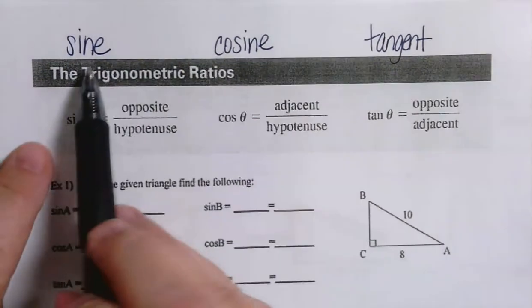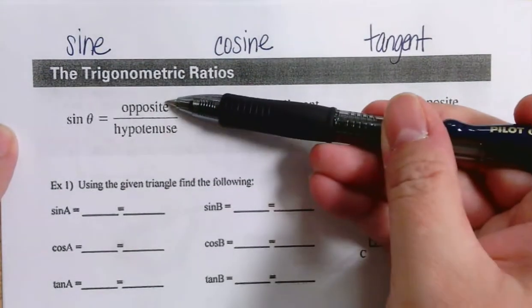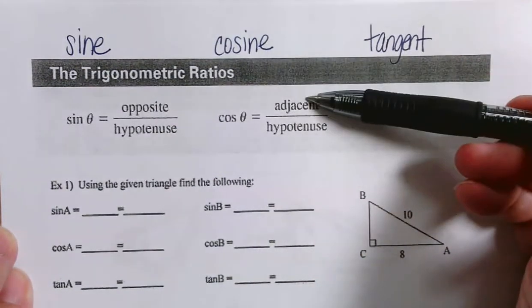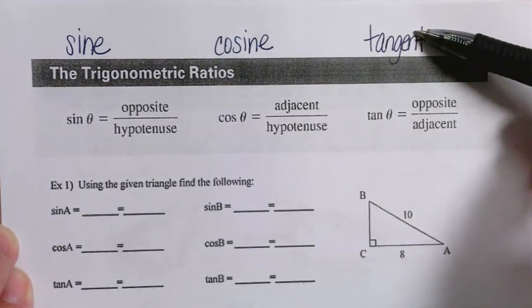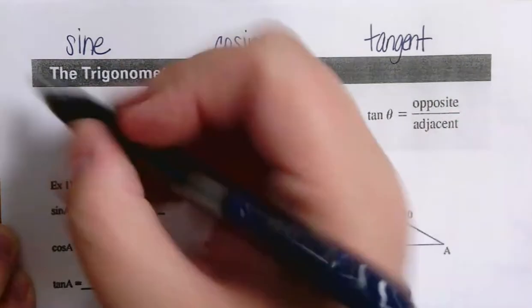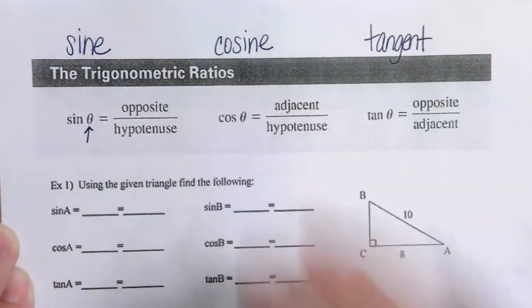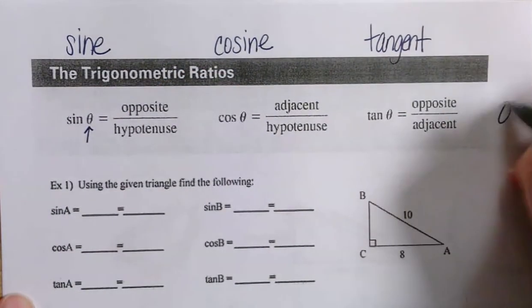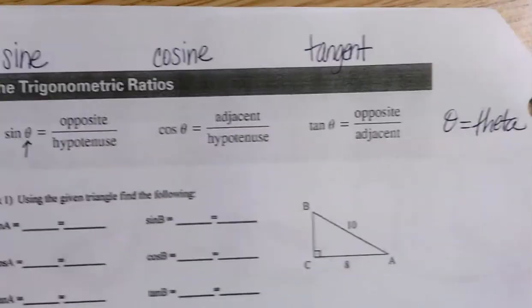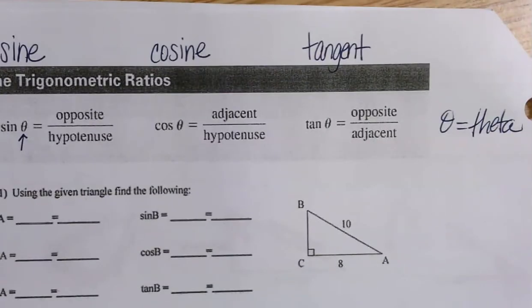All right, so the sine is just a name for the ratio of the opposite side to the hypotenuse. Cosine is just a name for the ratio of the adjacent to the hypotenuse. Tangent is just a name for the ratio of the opposite to the adjacent. Okay, what is this? This is theta. That's a Greek letter. We very often use it as a variable when we're talking about an angle measure. So that just stands for the measure of the angle.